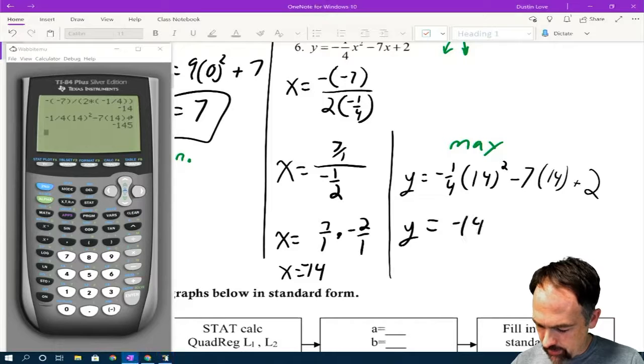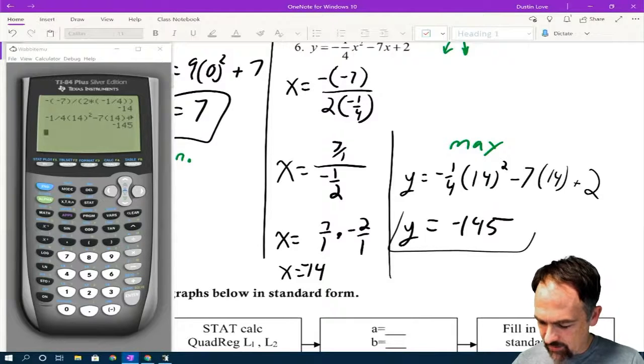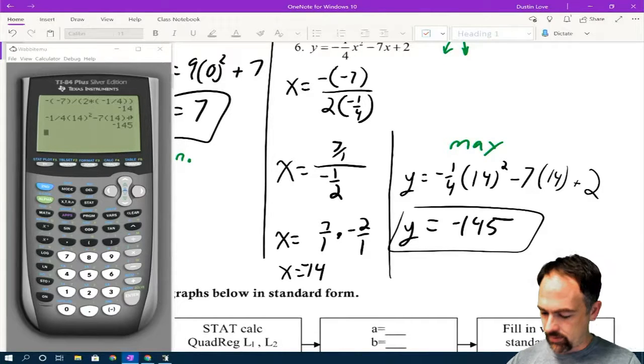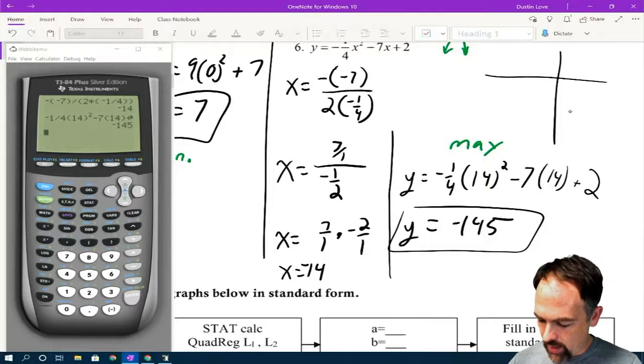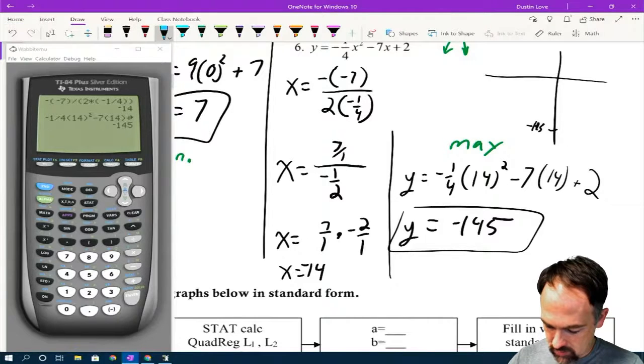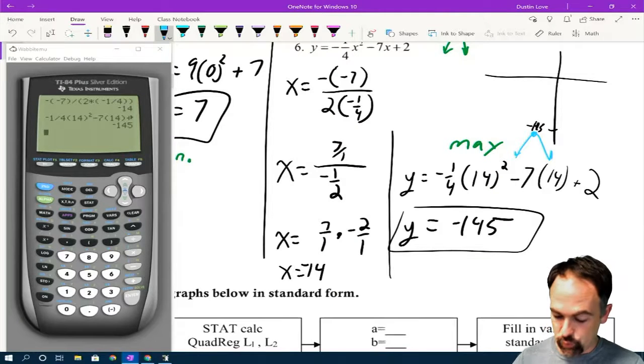is negative 145. So I've got a maximum value of negative 145. When you think about that, let's just draw this. It starts way down here at negative 145, then comes up and does that, and that's the maximum value there. So that's really far down there.